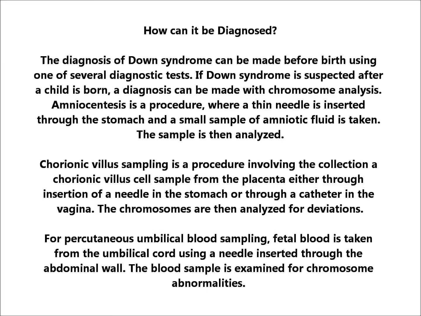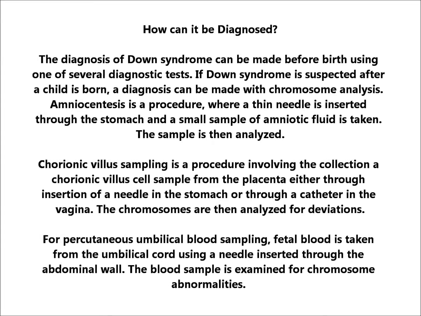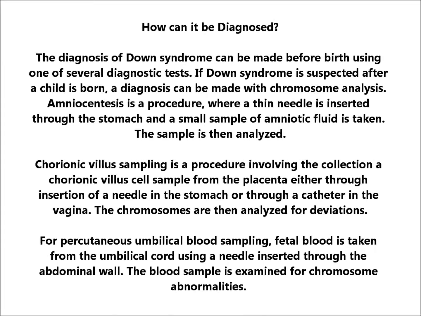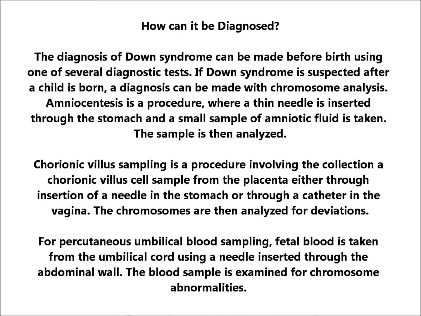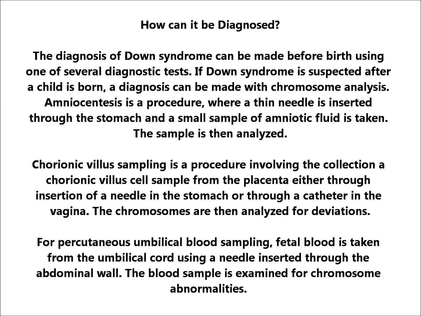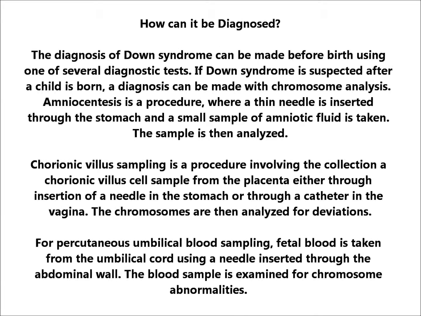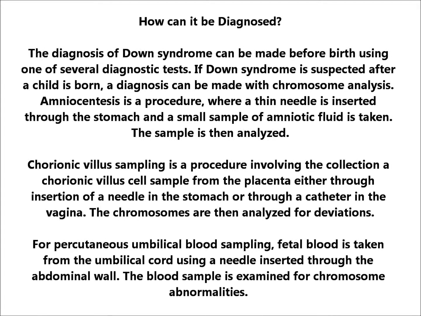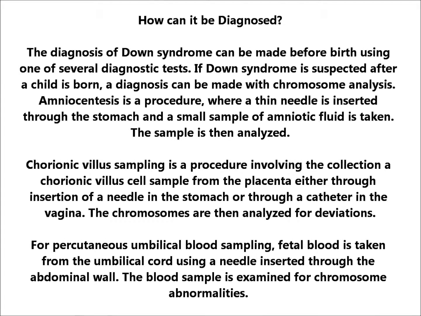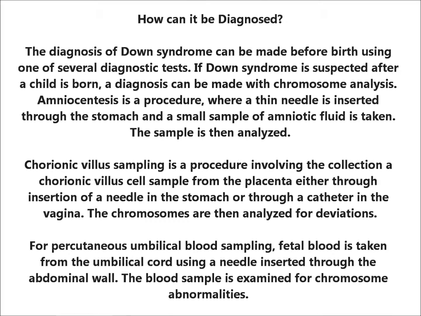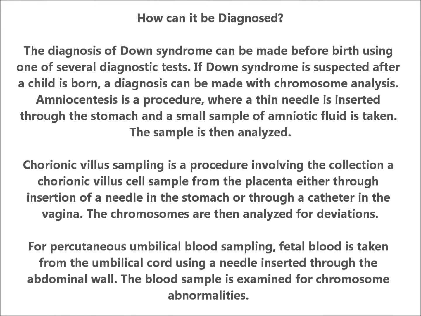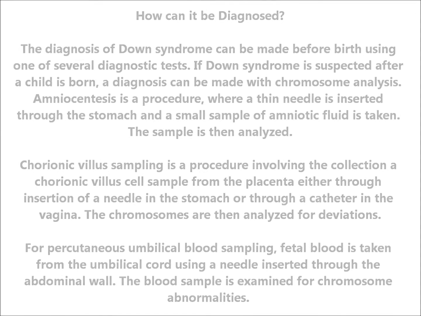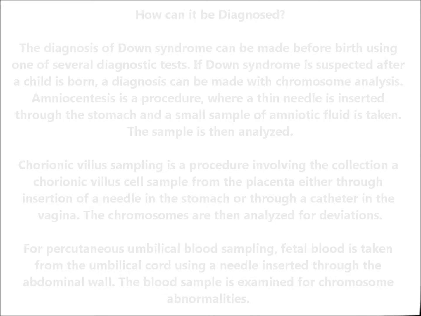Chorionic villus sampling is a procedure involving the collection of a chorionic villus cell sample from the placenta, either through insertion of a needle in the stomach or through a catheter in the vagina. The chromosomes are then analyzed for deviations. For percutaneous umbilical blood sampling, fetal blood is taken from the umbilical cord using a needle inserted through the abdominal wall. The blood sample is examined for chromosome abnormalities.